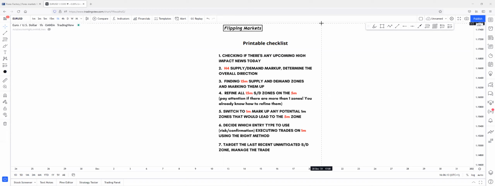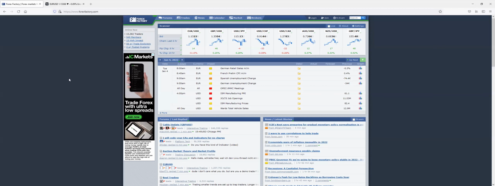The first point of the plan is that I check if there's any upcoming news for that day, any upcoming high impact news to be more precise. It means that before you do your markups or do anything related to trading, you have to open forexfactory.com and check the upcoming high impact news. So I will just open forexfactory.com, as you can see, and on the front page, you'll be able to see the upcoming news, which are these.